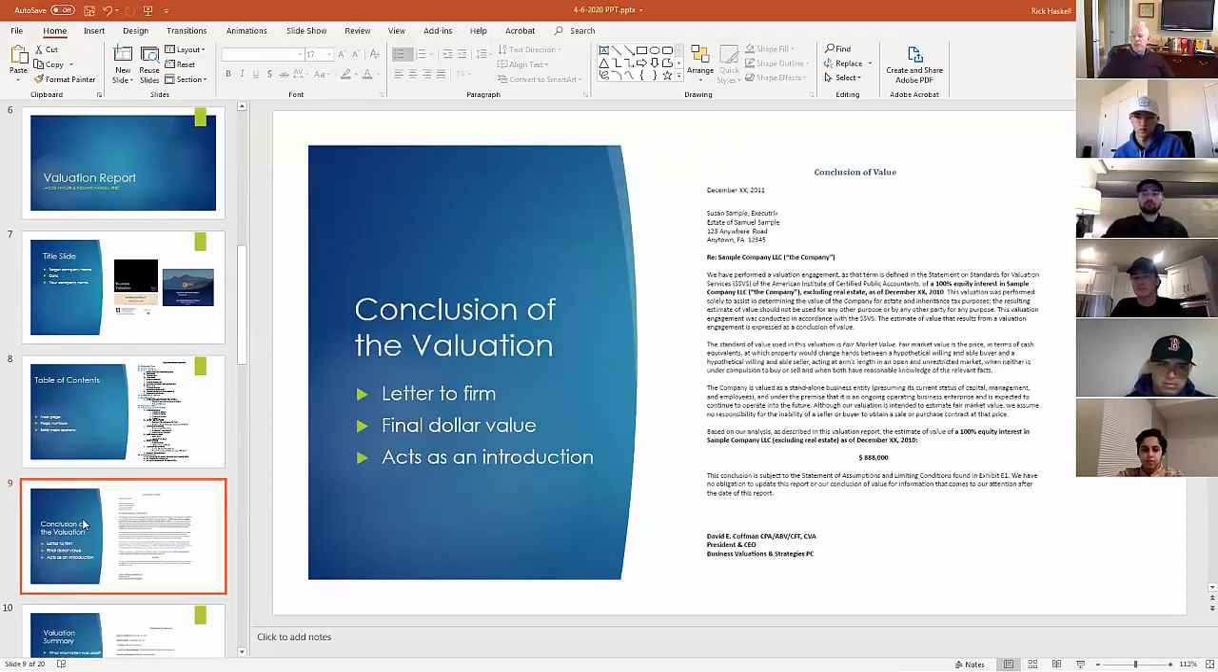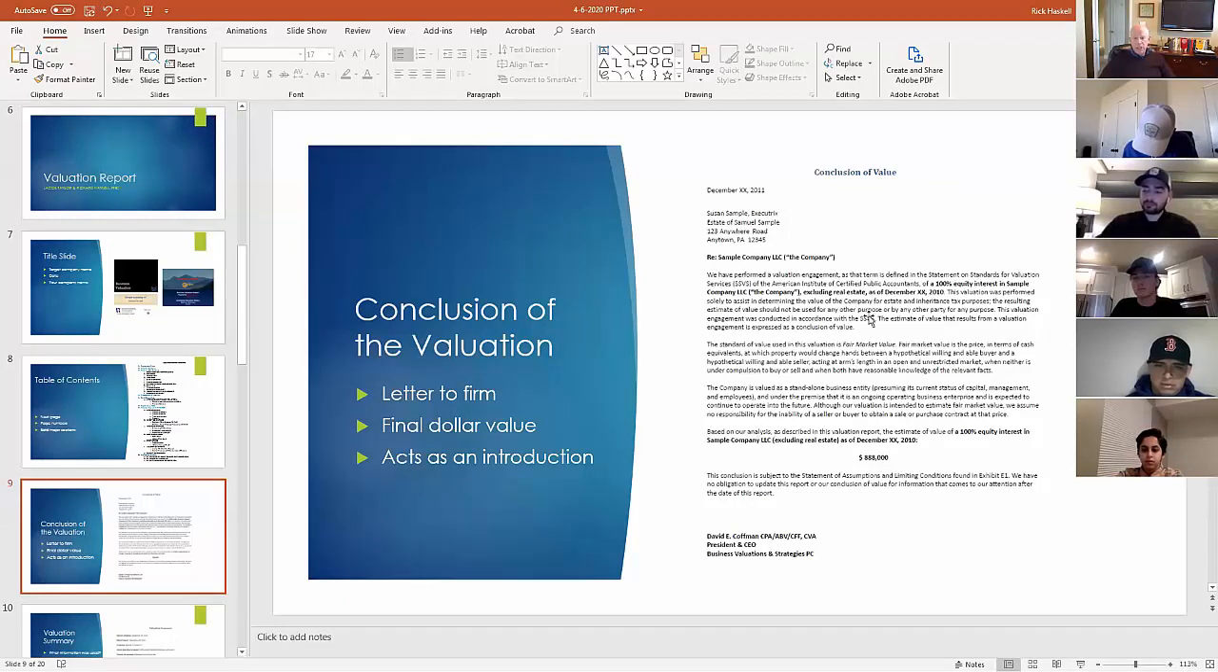So the first thing that we see in this report is a conclusion of value. And the conclusion of value is actually a letter that you create to the company, and then you include in this the details, just exactly as you'll read here.